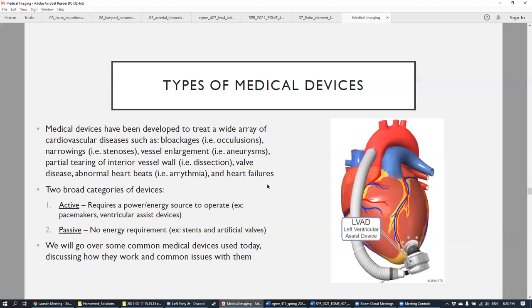For this lecture, we don't have that much time, so my goal is just to cover some of the more common medical devices, discuss how they work, and maybe some common issues. But the world of medical devices is much, much bigger. I know a lot of people in this class are interested in working at a biotech company like Edwards, which designs these kinds of medical devices, or Medtronic, every day. All right, any questions on this before we move on to our first type of medical device?